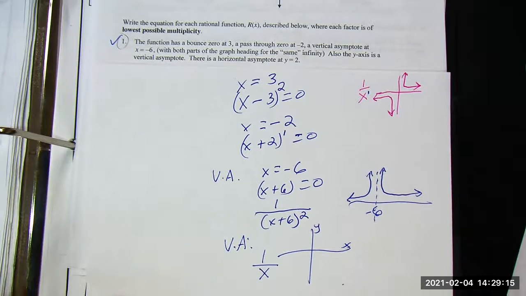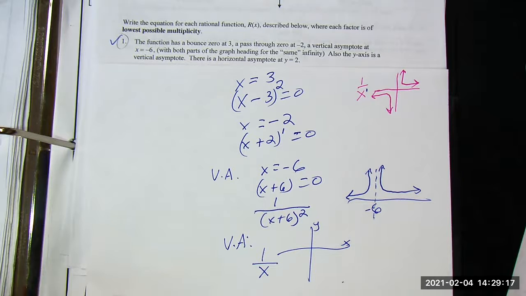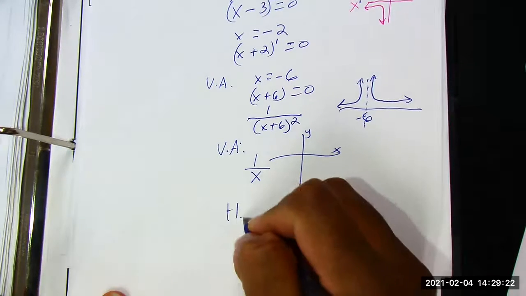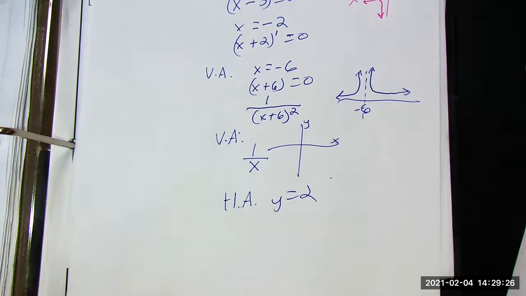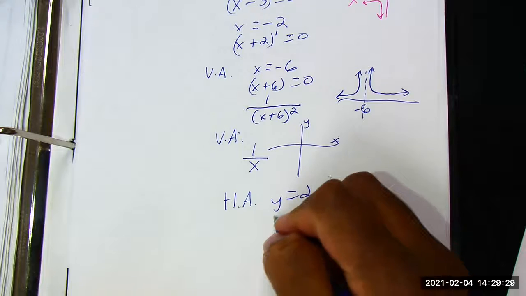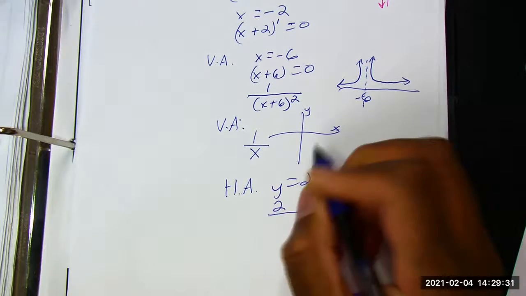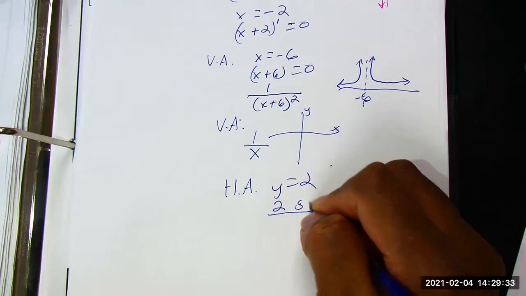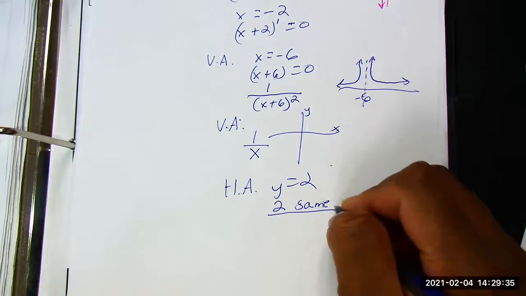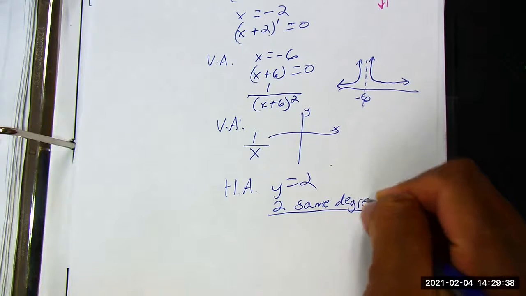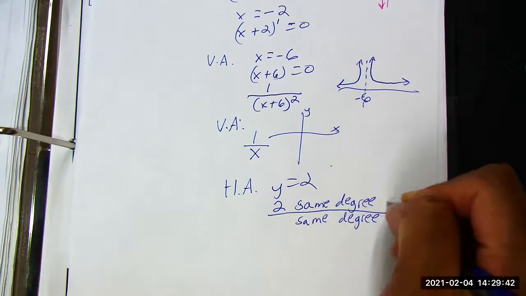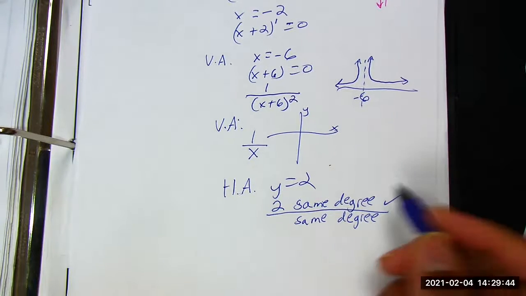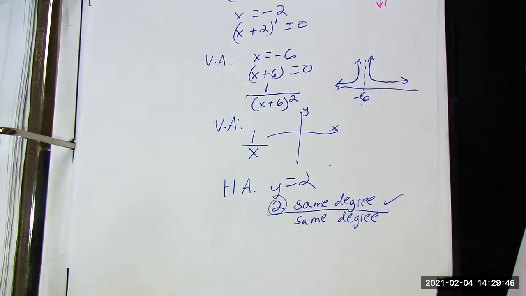There is a horizontal asymptote at y equals 2. If it's a horizontal asymptote other than 0, that essentially means it's 2 times the numerator, and it's the same degree as the degree in the denominator. Same degree in the numerator, same degree in the denominator. Well, all that's left once we take the limit is 2.